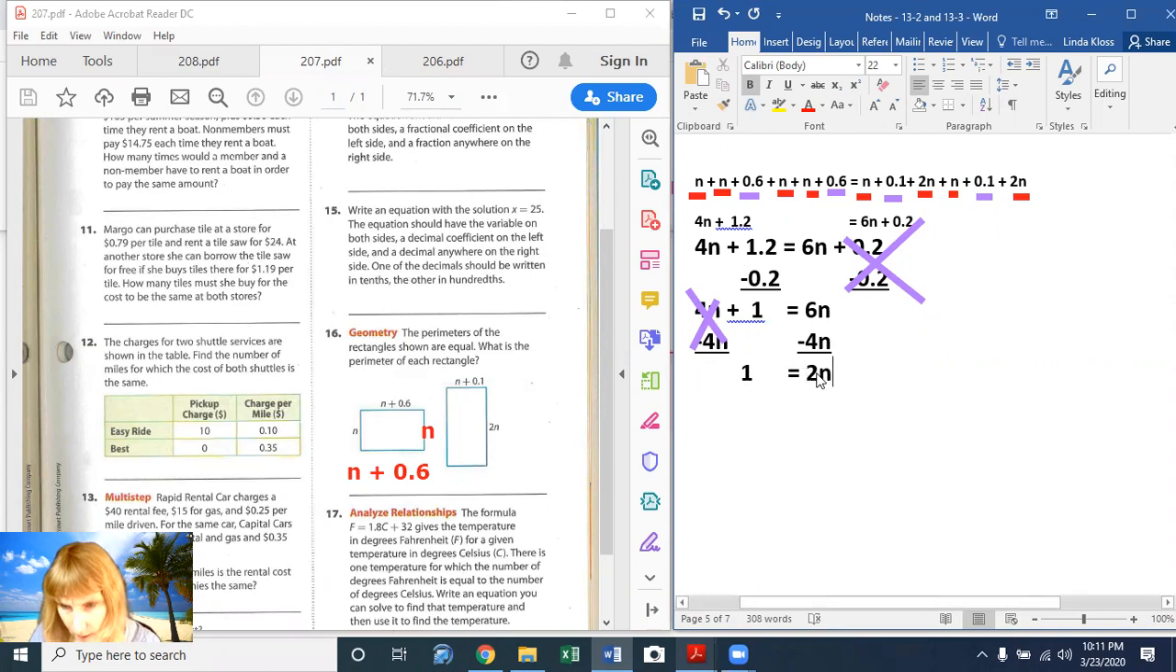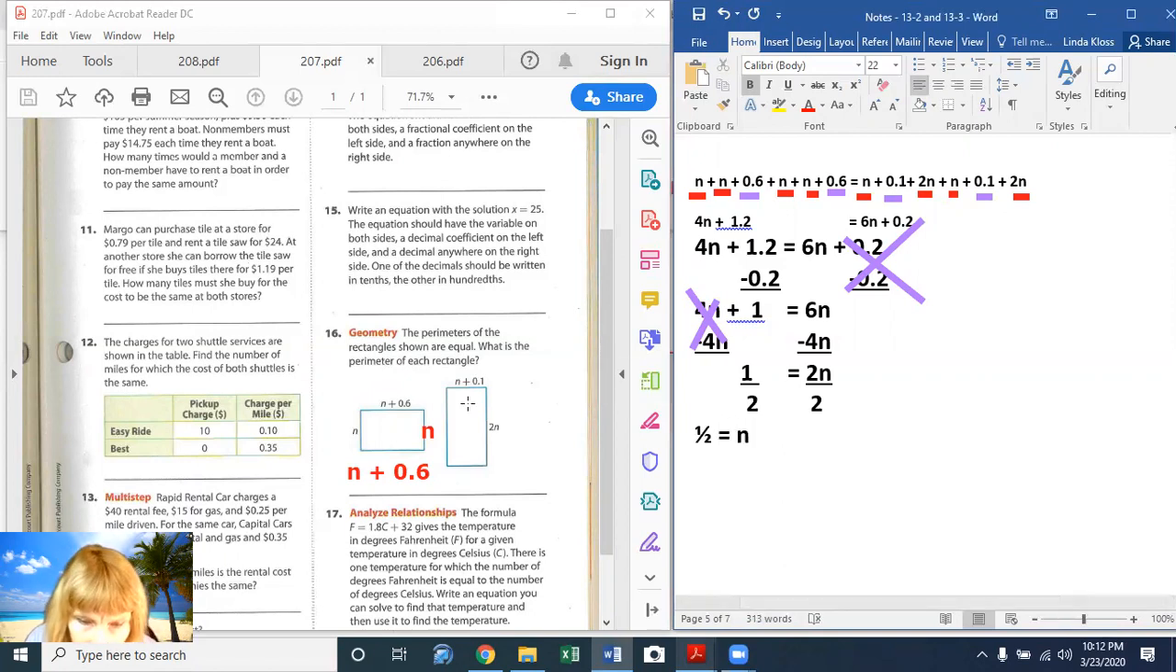Now the last step is to divide by, you got it, by 2. So now I'm dividing by 2. And on the other side, I'm dividing by 2, which then leaves me with 1/2 equals n.